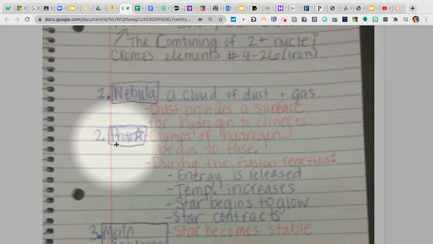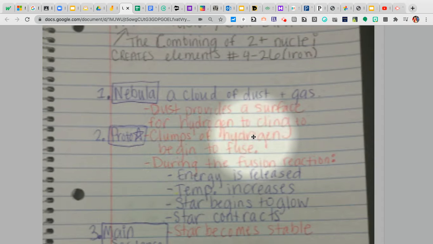Next, what happens is called a protostar. So we have proto in this picture of a star here on our notes from last year. A protostar is where clumps of hydrogen begin to fuse. So those hydrogens start to fuse together, starting to stick together. During the fusion reaction, energy is being released. We saw that in our activity with marshmallows and the noodles.